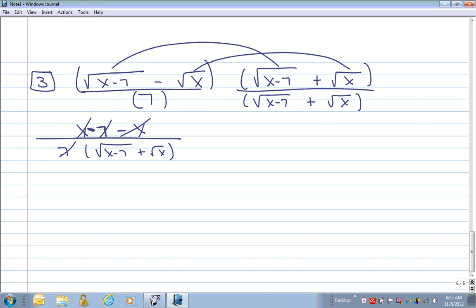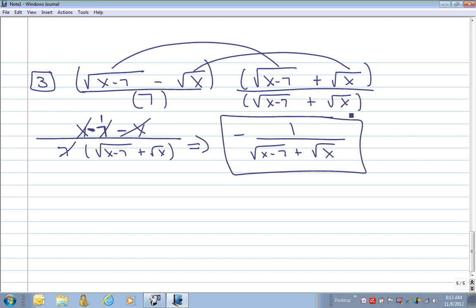Be really careful though, because of that negative, you're left with a negative 1 at the top. I just want to make sure that you catch that. So you have a negative 1 in the numerator, and in the denominator you simply have the square root of x minus 7 plus the square root of x. And that would be your final answer.